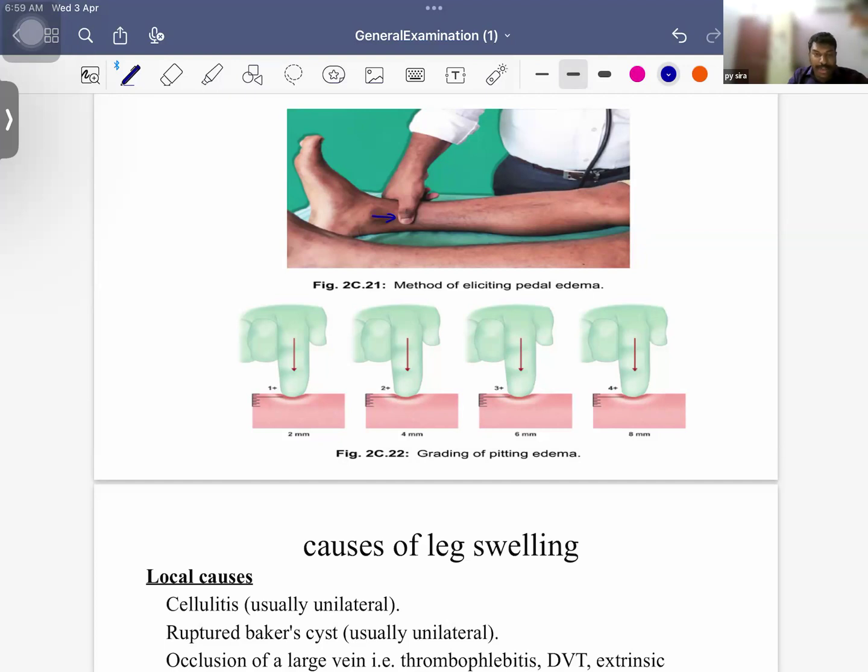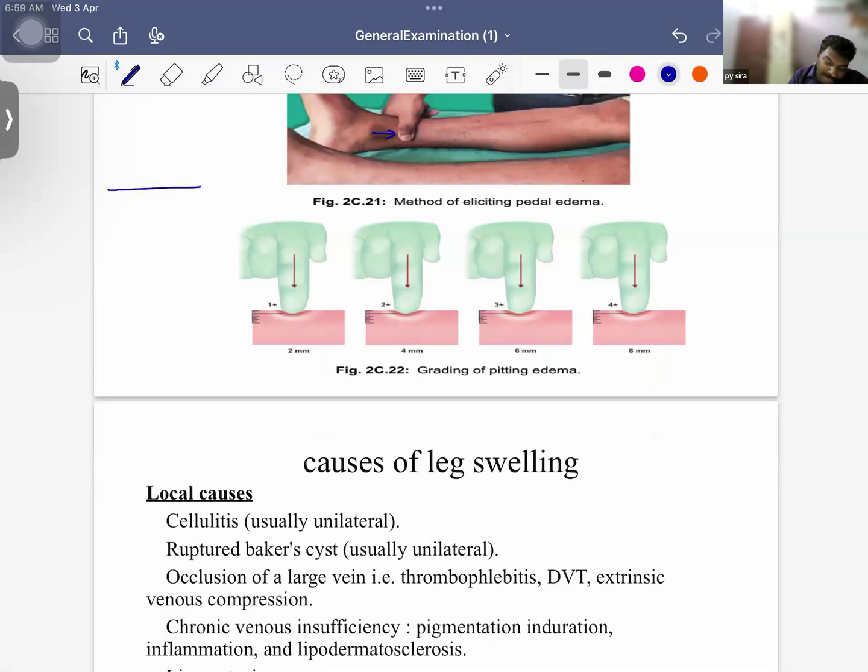Few books tell about the grading of edema. Whenever you grade edema, you just press over the skin surface. The dimple which is formed can be 2 millimeter, 4 millimeter, 6 millimeter, 8 millimeter. Based on this, you have grade 1 edema, grade 2 edema, grade 3 edema, grade 4 edema.